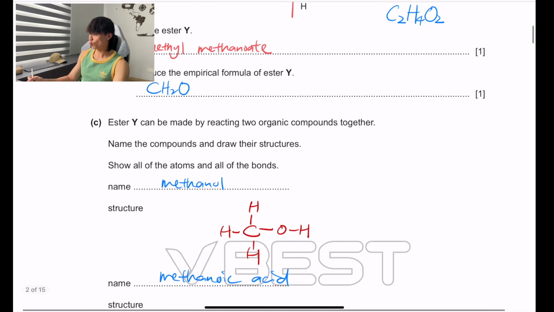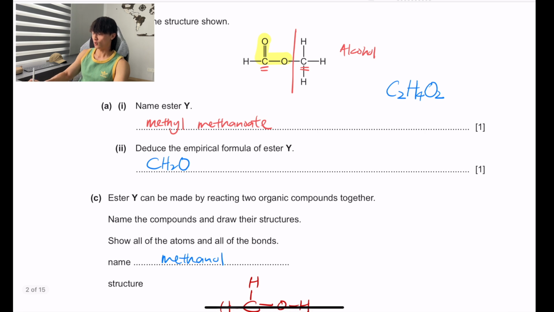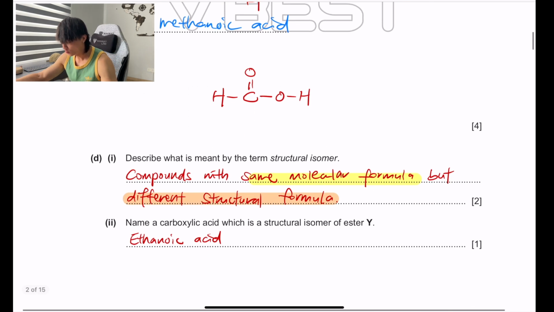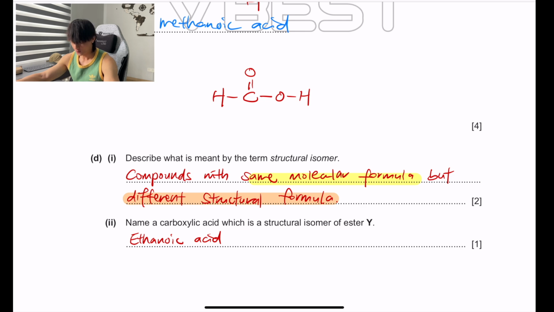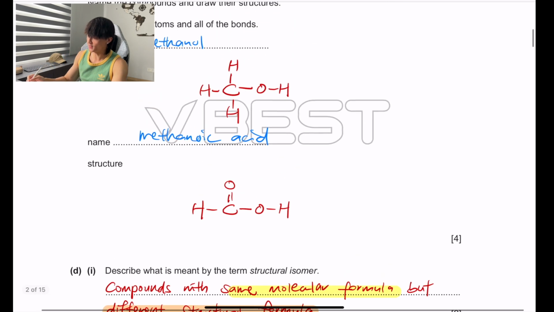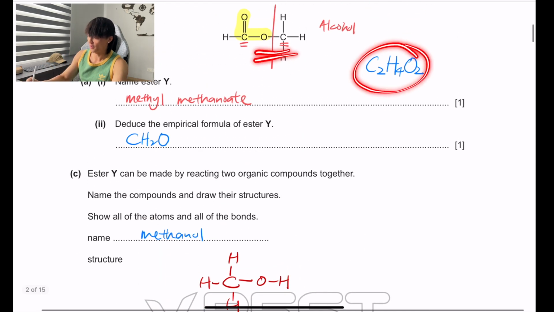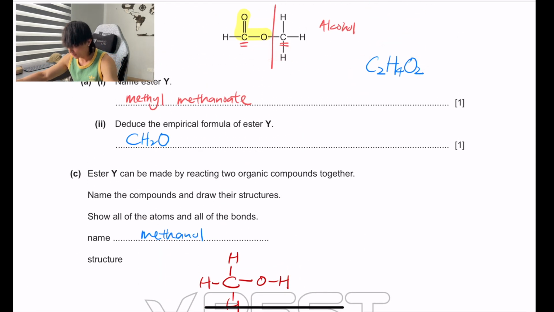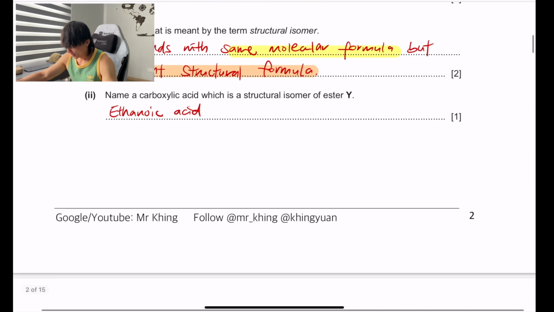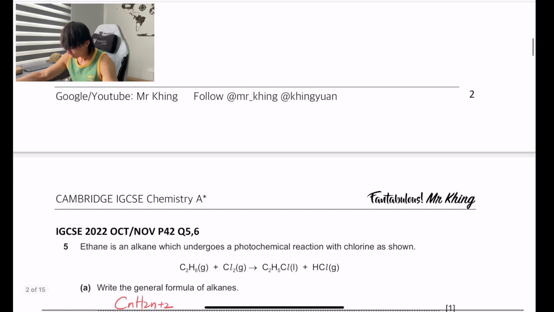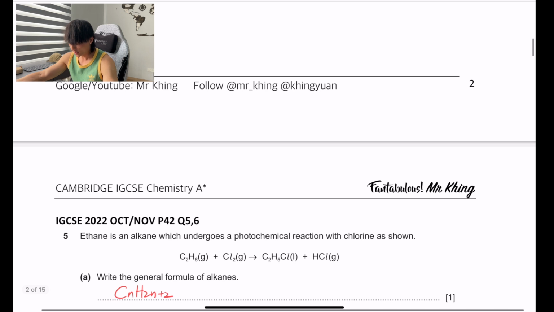So in Y, there are a total of how many carbon? 2 carbon. And what is the carboxylic acid with 2 carbon called? Ethanoic acid. If you look at the molecular formula of ethanoic acid, it is the same as this, because they are isomers. Same carbon. And then next, general formula of alkane, CnH2n plus 2.